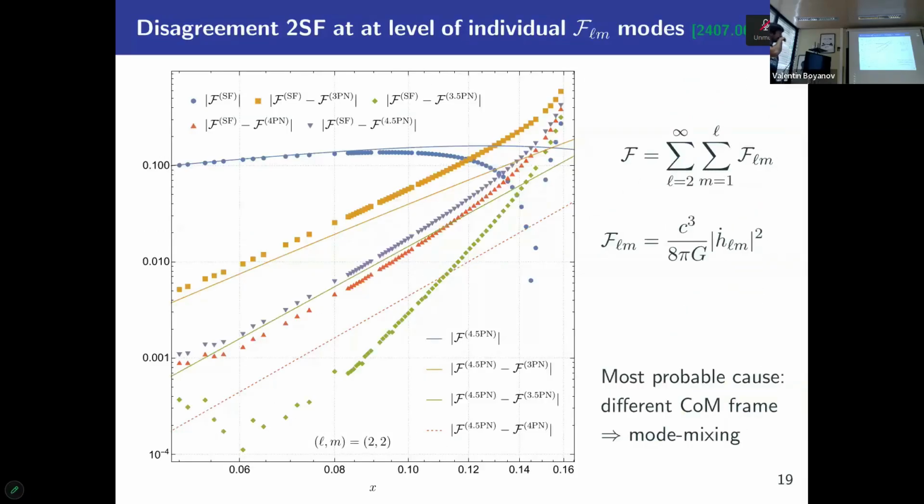Another interesting feature is that although we agree very well on the total flux, if you decompose the flux mode by mode in spherical harmonics, then mode by mode, we actually get pretty stark disagreements, as you can see here. And if you sum it all together, suddenly it magically agrees. This indicates that we have mode mixing, and that probably we're not in the same frame. We're not in the same center. The self-force computation is probably not in the center of mass frame. So this led the self-force group to start looking into what exactly is the frame they're in and try to go to the real center of mass frame to see if we agree then mode by mode.